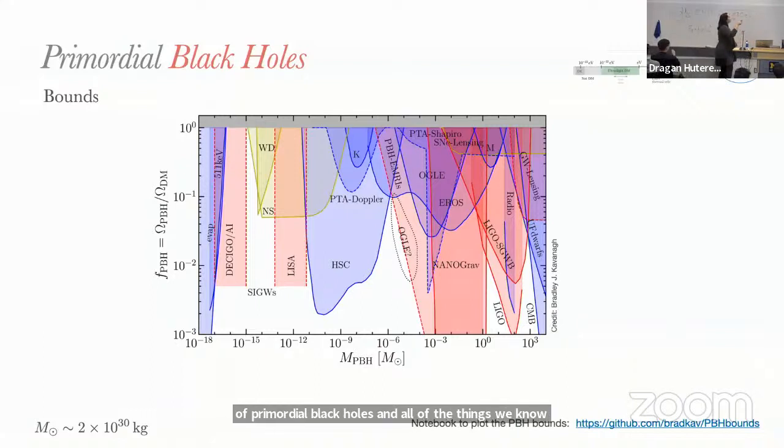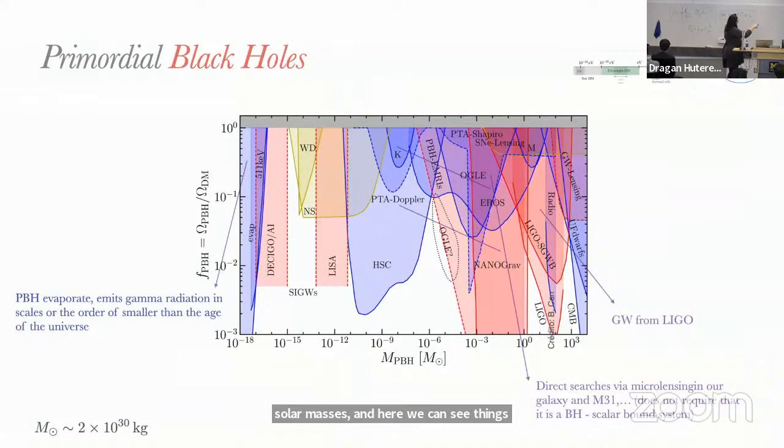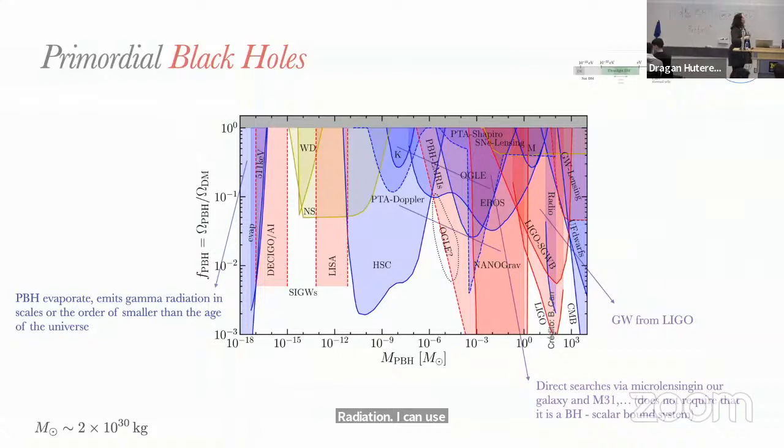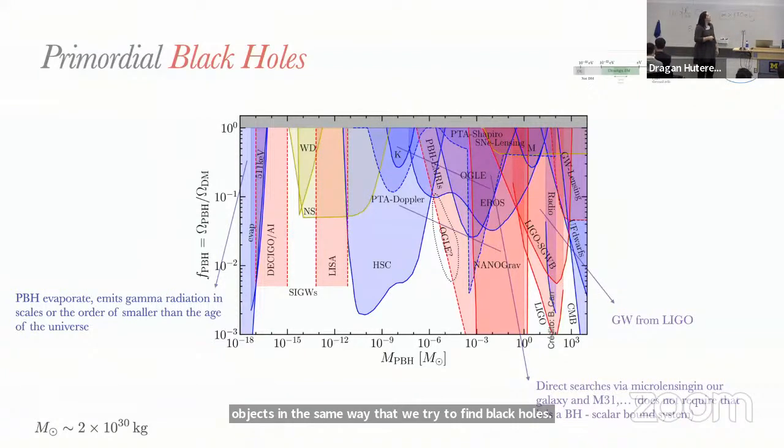And you can see here the fraction allowed for primordial black holes to be the dark matter versus the mass in solar masses. And here we can see things like, this bound is the evaporation bound. So if the mass is really small, if I produce black holes that are very light, they are just going to evaporate through Hawking radiation. I can use gravitational waves. I can use microlensing. And I can try to find these astrophysical objects in the same way that we try to find black holes. But as you can see in this picture, it seems that it's very hard to have 100% of dark matter in primordial black holes, right? So we seem to be very constrained.